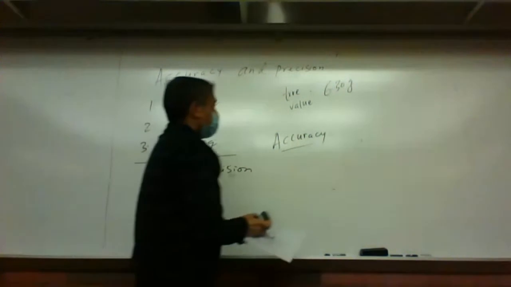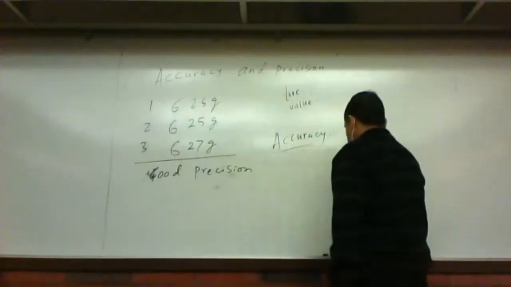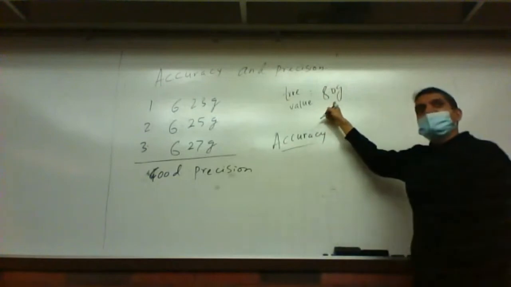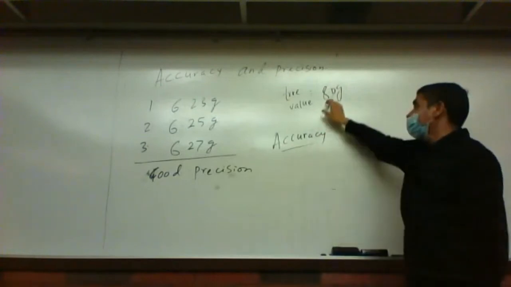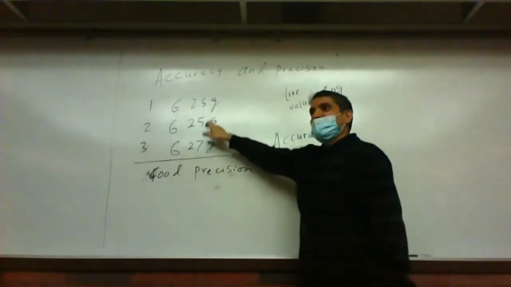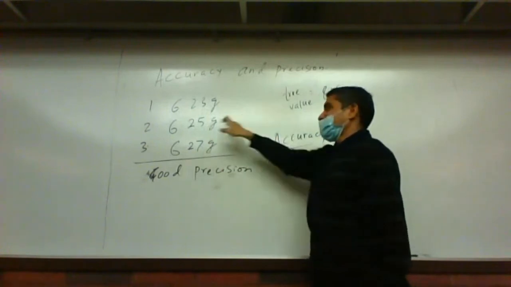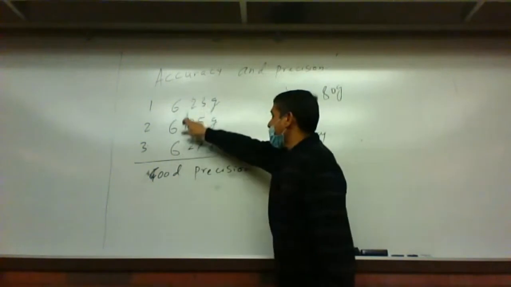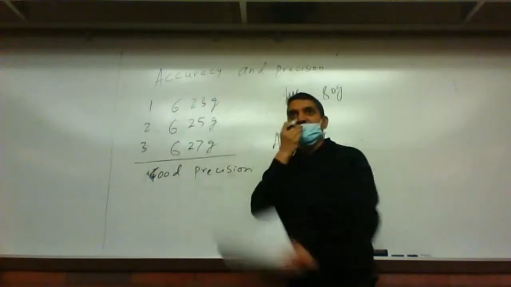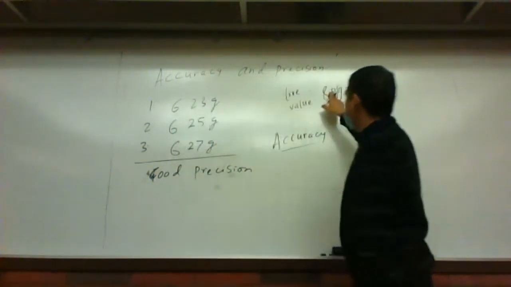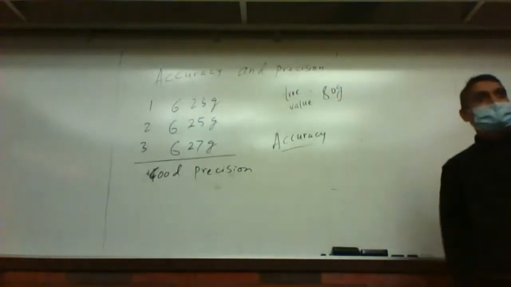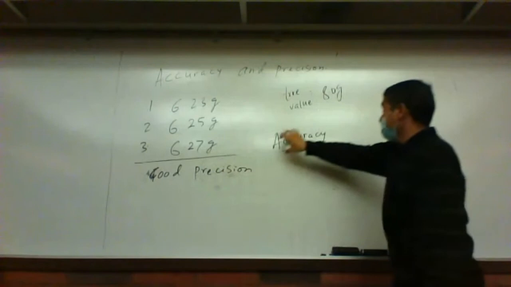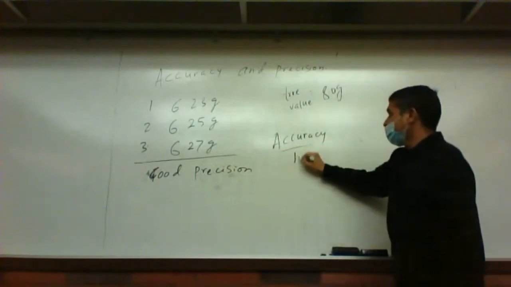So let's say the company says their value was 8.0 gram. So the company says the mass of this duster is 8.0 gram, but our values are 6, right? So we are not accurate in our measurement. Our accuracy is not good. Yeah, we are precise. Our values are very close to each other. We are precise, but we are not close to the true value. So our result is very good precision, but accuracy is bad.